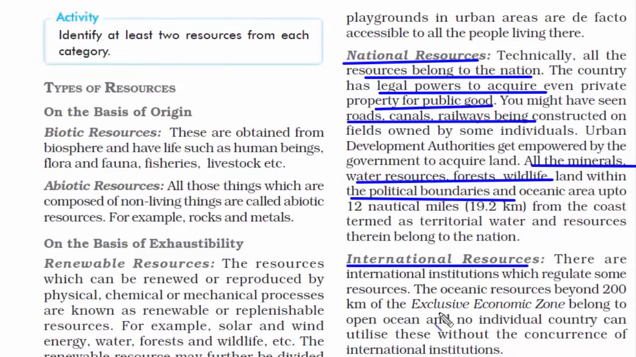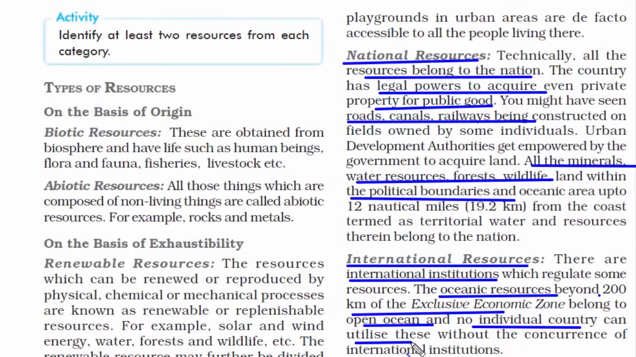And the last one is international resources. For this we have international institutions and bodies like the United Nations and other such bodies. One good example of international resources is the oceanic resources. For example, any country that is near to the ocean or water body can have control over 200 km of ocean. That is right from the land boundary of a particular country till 200 km of the ocean body. And beyond that, it is called open ocean, and no individual country can utilize this. And that country will not have any kind of jurisdiction.